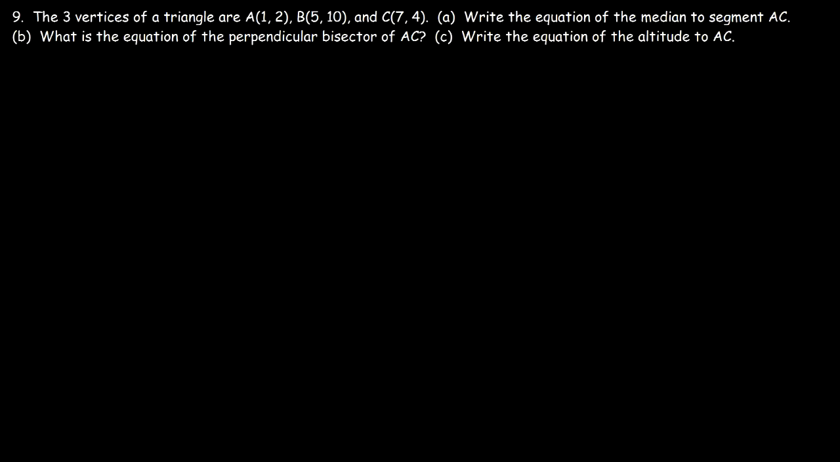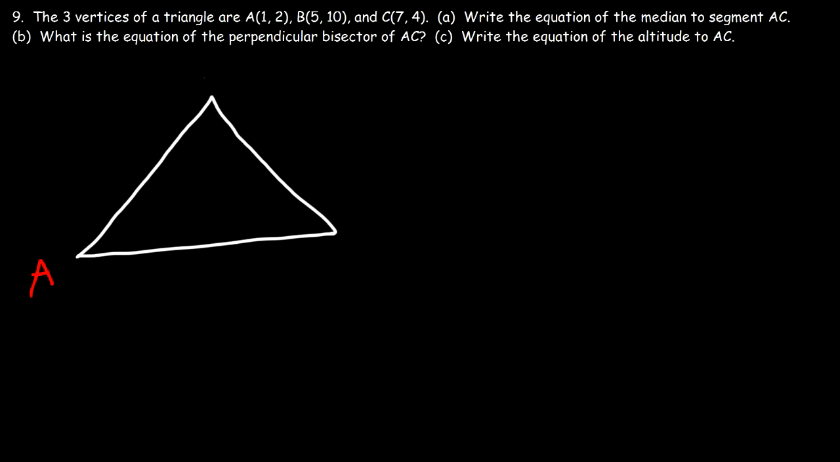Number 9. The 3 vertices of a triangle are (1, 2), (5, 10), and (7, 4). Write the equation of the median to segment AC. So let's draw a picture. So let's say this is the triangle, and this is point A, B, and C. So first, we need to write the equation of the median to segment AC.